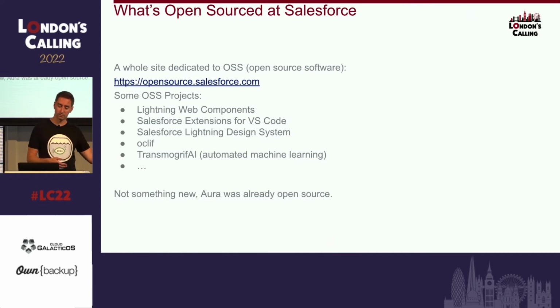Whereas SLDS, for instance, is developed internally, and at every release they publish the latest source on GitHub as an open source project. But you don't see the internal discussion or internal building of the project itself.